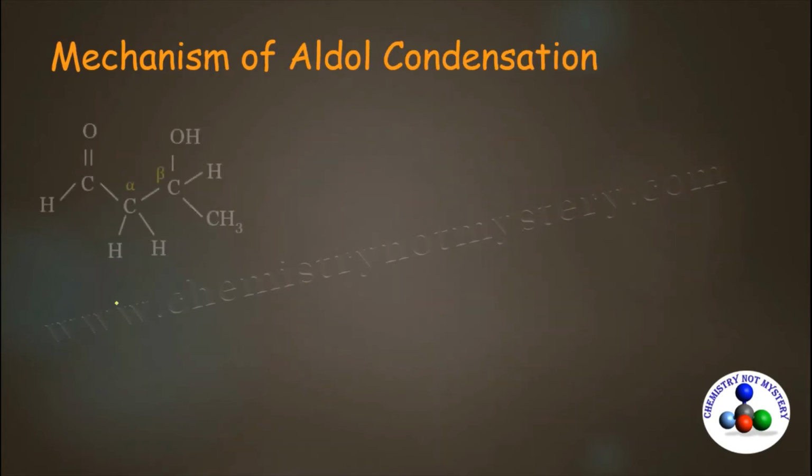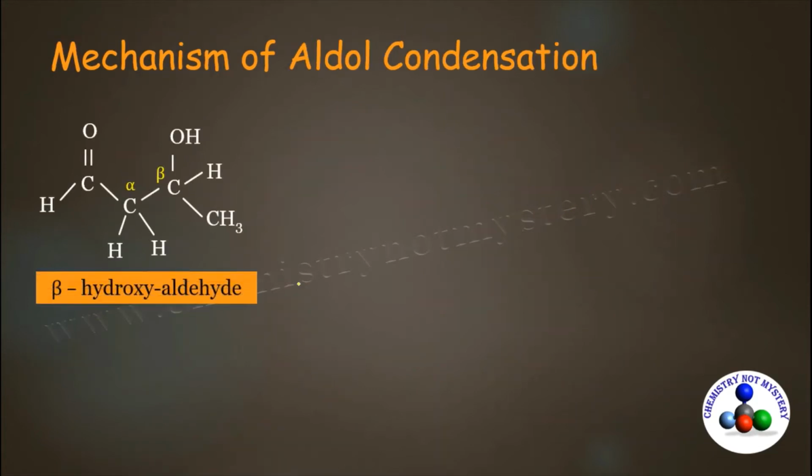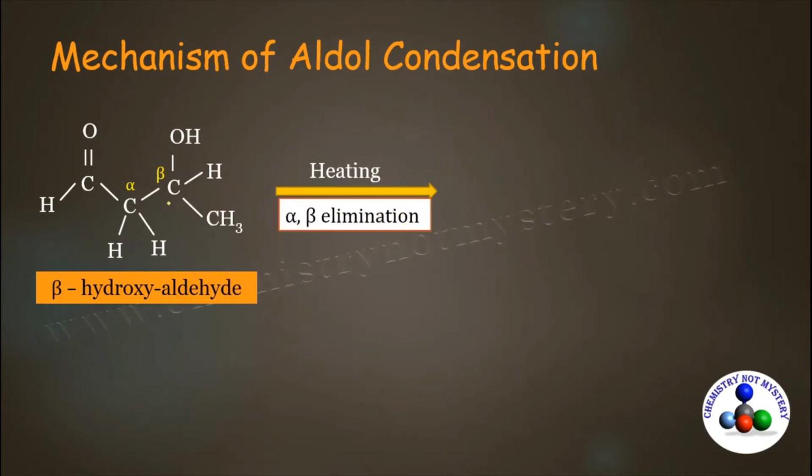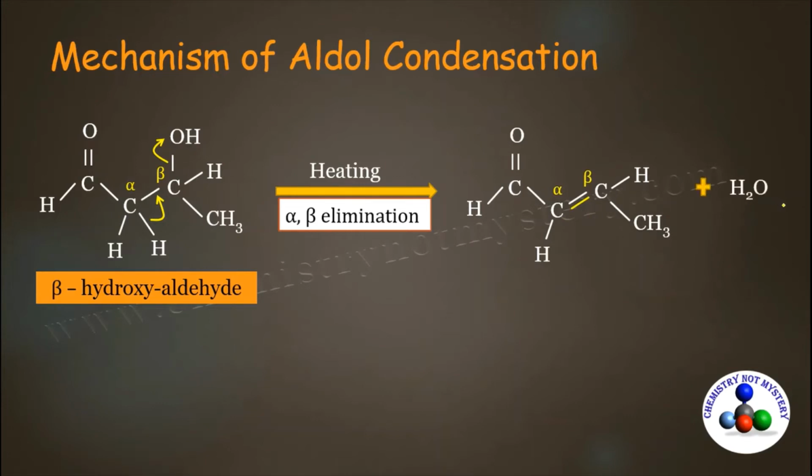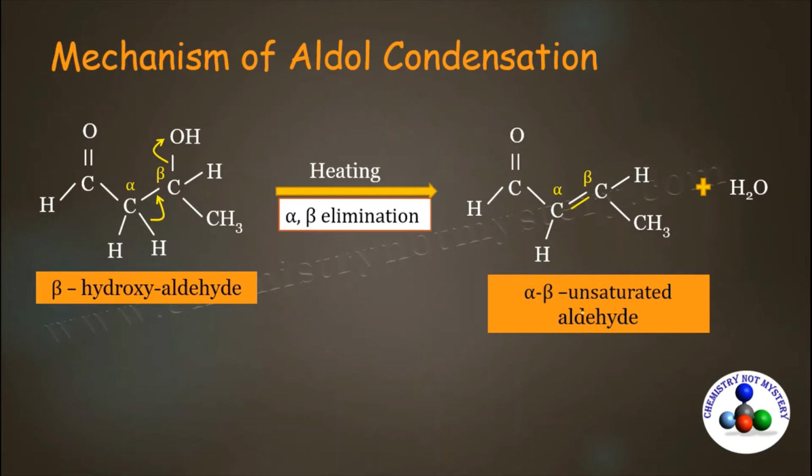Now when this beta hydroxy aldehyde is further heated, alpha beta elimination takes place. During the alpha beta elimination, H plus will be eliminated from alpha carbon and OH will be eliminated from beta carbon. As a result of it, double bond is formed between alpha and beta carbon and water molecule is formed as a byproduct. This formed molecule is alpha beta unsaturated aldehyde as there is unsaturation between alpha and beta carbon.